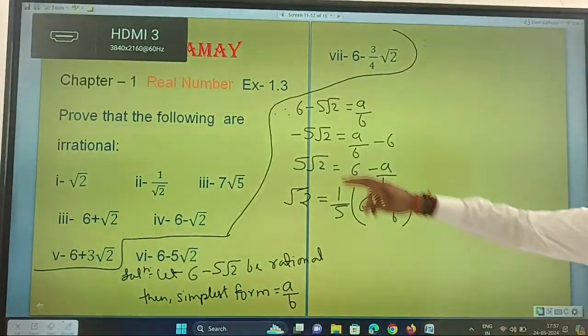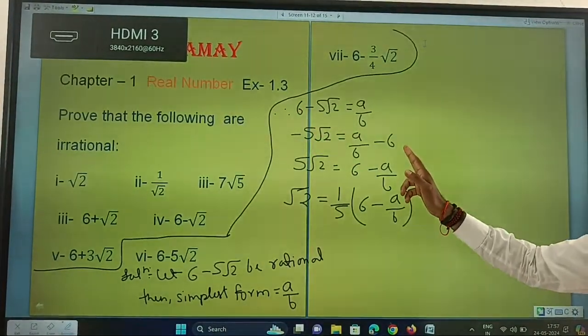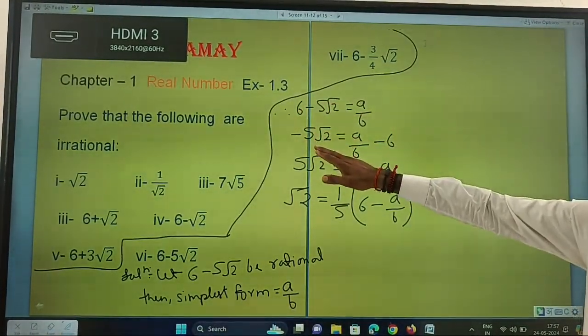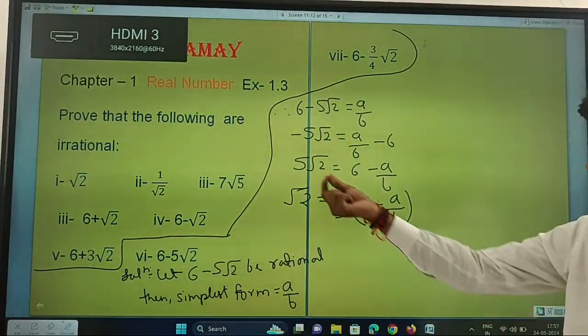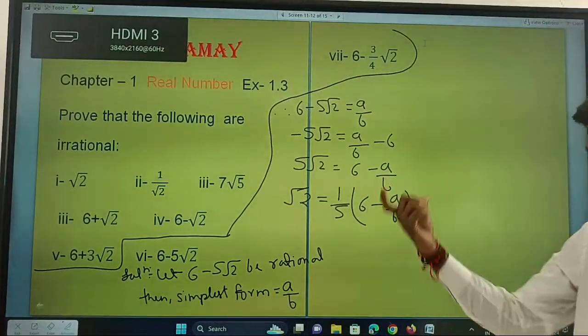Clear? One more time, understand. 6 plus, then minus. Here minus 5 under root 2 is given, right? Due to the minus, change only the order. Reciprocal of 5 is 1 upon 5. The same statement you have to write.